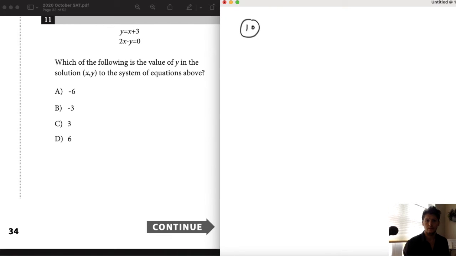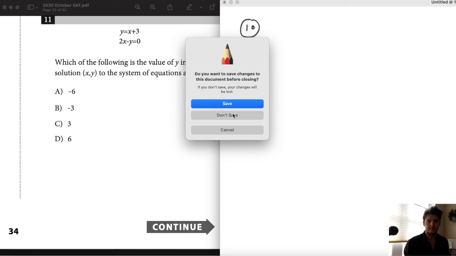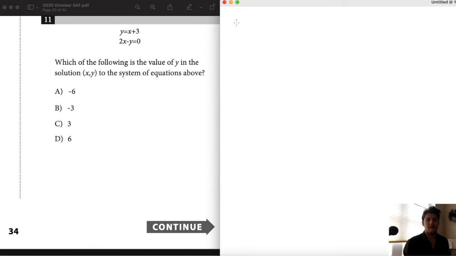All right, so number 11 here. Let me clear the board. Number 11. Okay, we want the y value of the solution. In a lot of cases, it makes sense to not use substitution. They're kind of trying to force us to use substitution here, and I'm not going to fall for that trap.